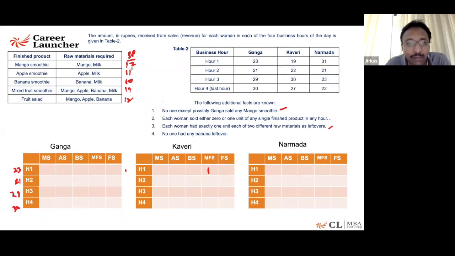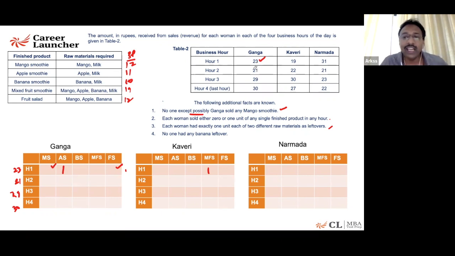23 can come in 11 plus 12, or in fact, there's only 11 plus 12, nothing else. Now the problem is Ganga can sell mango smoothies. No one except possibly Ganga sold mango smoothie. So if it is 23, it is 12 plus 11. So it is apple smoothie plus mango smoothie, or apple smoothie plus fruit salad. So this is definite. So either this or this exists. I don't know which one. For this one, for 23, I cannot find out.